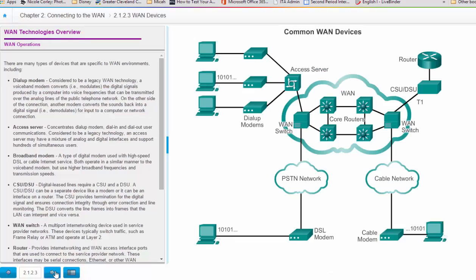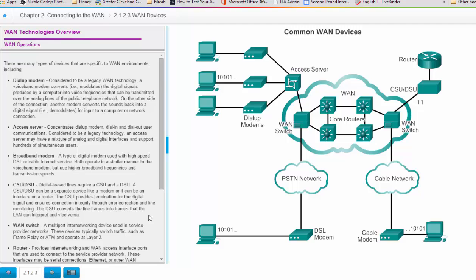There are many different types of devices in a specific WAN environment, including your dial-up modems. Yes, they're still out there. It is legacy, but some of them do still exist. You have your access servers. They concentrate dial-up modems, the dial-in and dial-out user communication. It's considered to be legacy today, but again, some people still have them, so you have to be aware of them. You have your broadband modem.